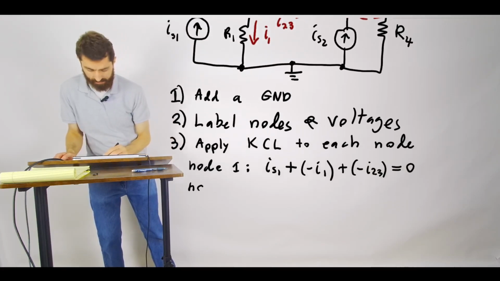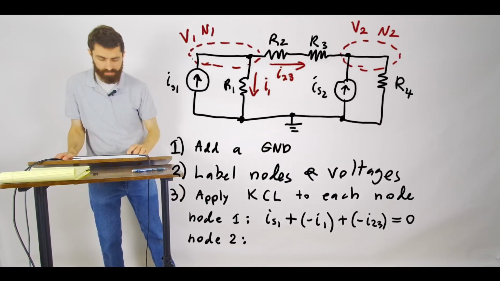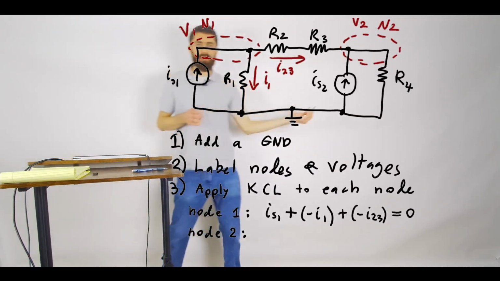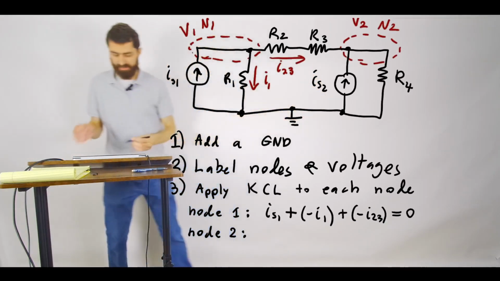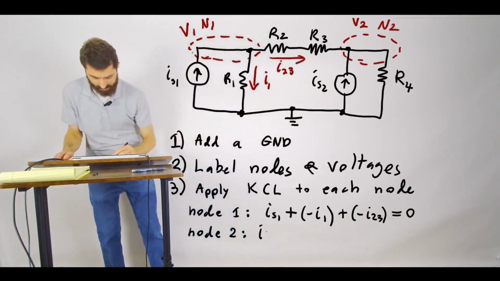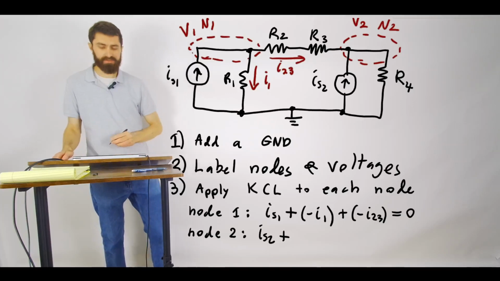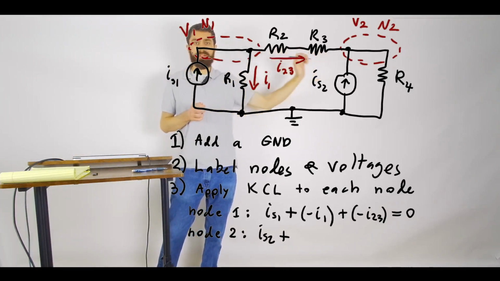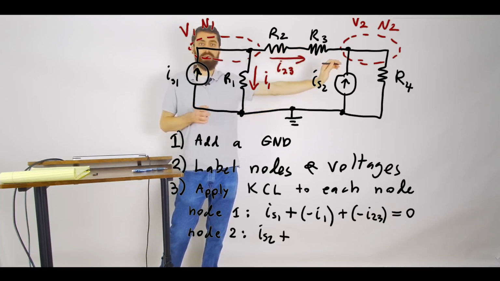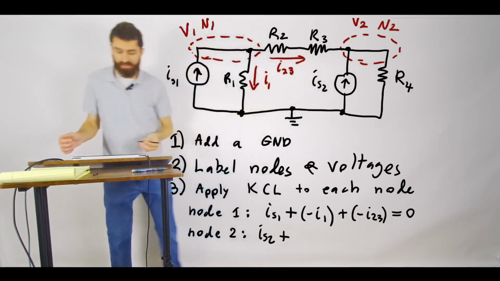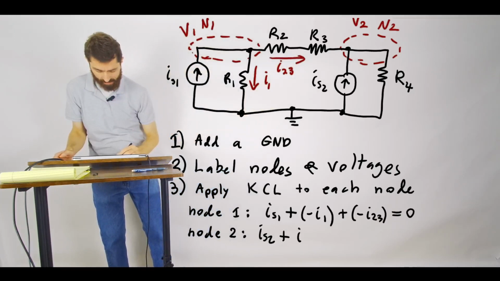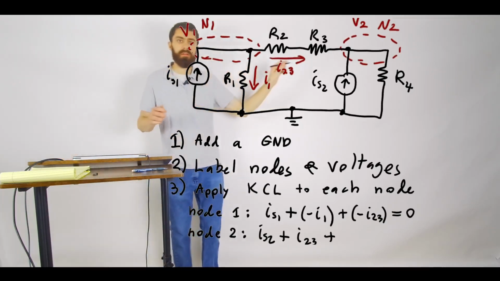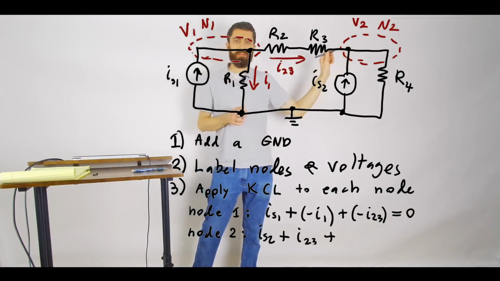And then we want node 2. So let's do node 2. Current going in, IS2, plus current going in, I23 is going in, and it's automatic, it's already oriented as going in, so we don't need to negate it. We just do plus I23.